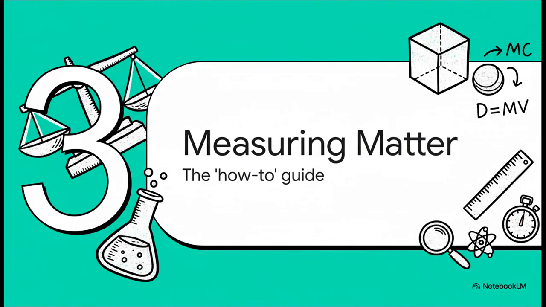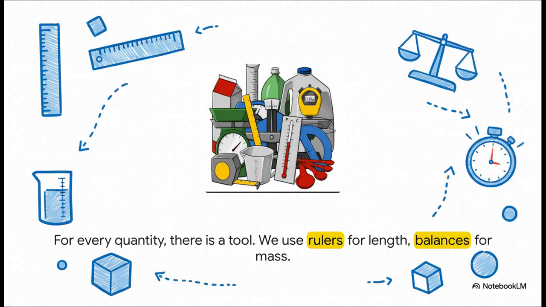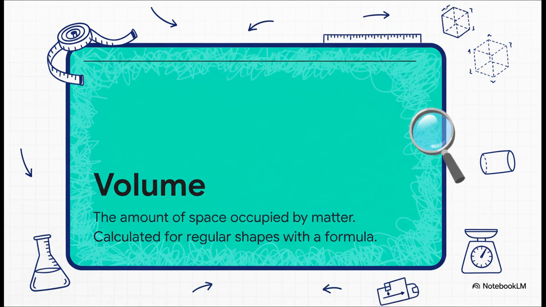All right, enough theory. How do we actually do this stuff? Let's get our hands dirty, so to speak, and look at the real tools and tricks for measuring the world around us. I mean, it's pretty obvious, right? For every measurement, you need the right tool for the job. You wouldn't try to measure time with a ruler, would you? Of course not. Using the correct instrument, like a balance for mass or a stopwatch for time, is always step one.